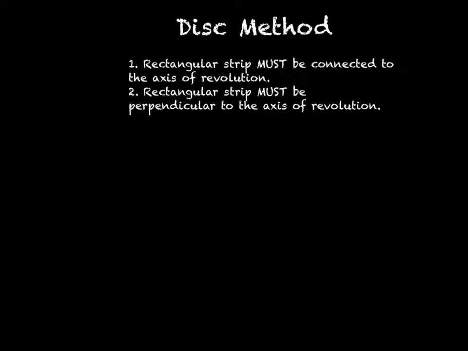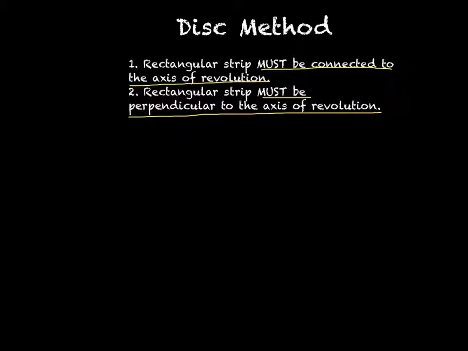You use it when, first and foremost, the rectangular strip that you are rotating around an x-axis or y-axis must be connected to the axis that you are rotating it around. That's the first thing that has to be true. Second of all, the rectangular strip must be perpendicular to the axis of revolution. So if you are rotating this around the x-axis, it needs to be a vertical strip, which means it's going to have a width of dx. Or if you're rotating it around the y-axis, it's going to be a horizontal strip with a width of dy.